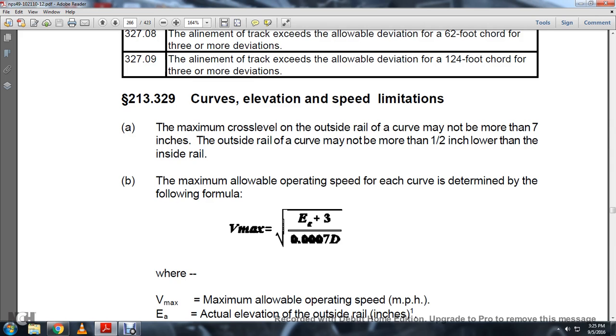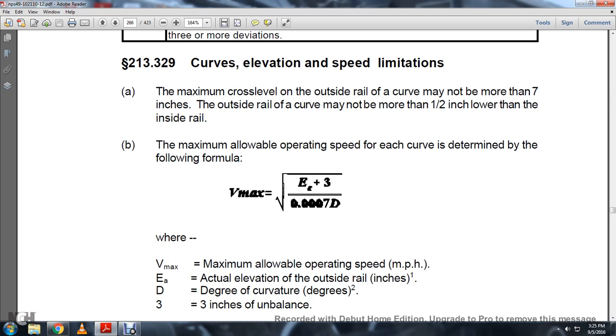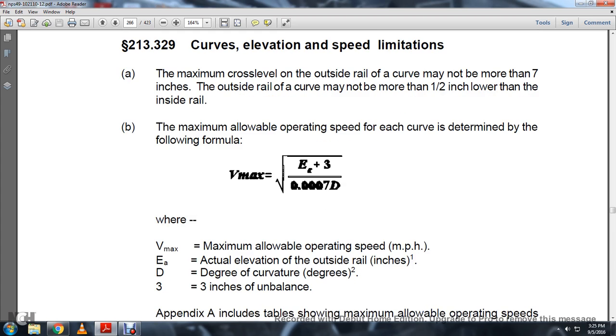B. The maximum allowable operating speed for each curve is determined by the following formula. V max, the maximum allowable operating speed, is equal to the square root of the actual elevation of the outside rail plus 3 in inches. The maximum allowable operating speed is equal to the square root of the actual elevation of the outside rail in inches plus 3 inches of unbalance, divided by the degree of curvature times 7/10,000ths of an inch.